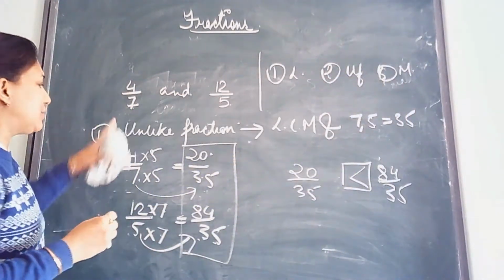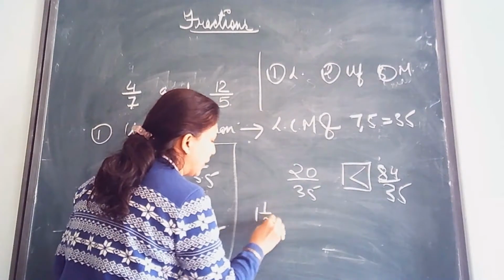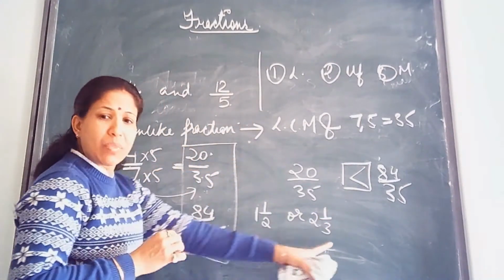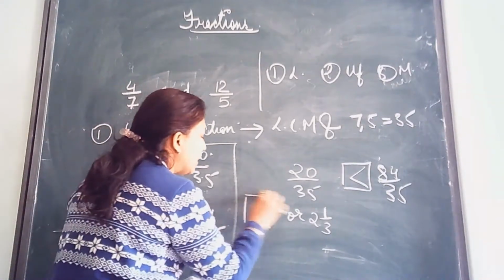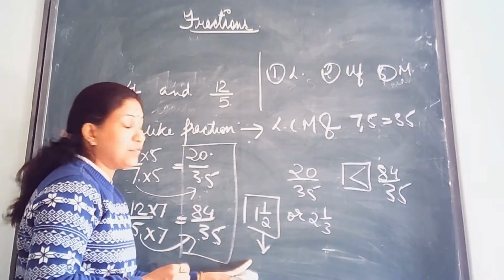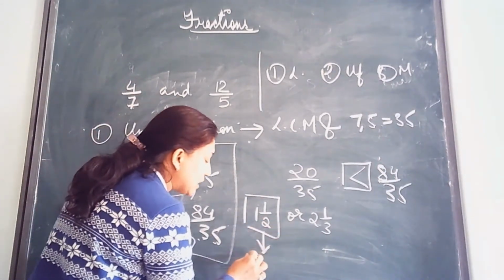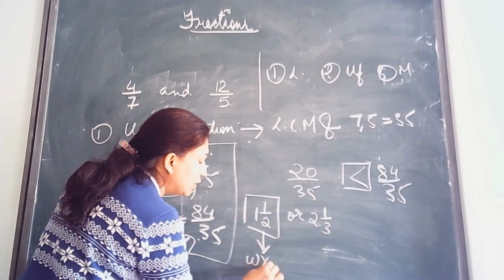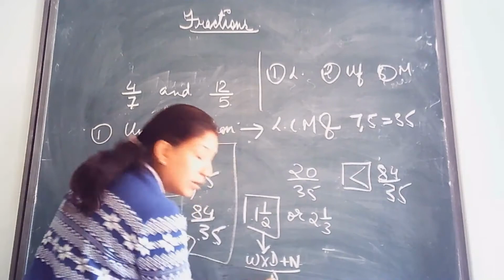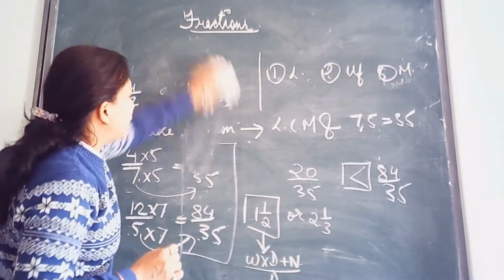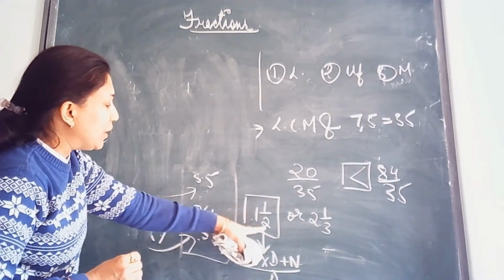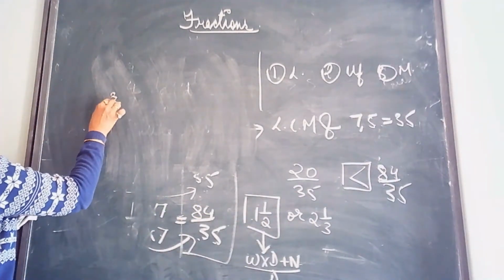If it is in mixed fractions, take for example 1 1 by 2. You compare this with 2 1 by 3. How will you compare? When they are mixed fractions, you bring them to improper fractions. That means you multiply the whole number with the denominator and add the numerator upon the denominator. So let us do it for this one. The whole number is 1. 1 into 2 is 2, plus 1, 3 by 2.